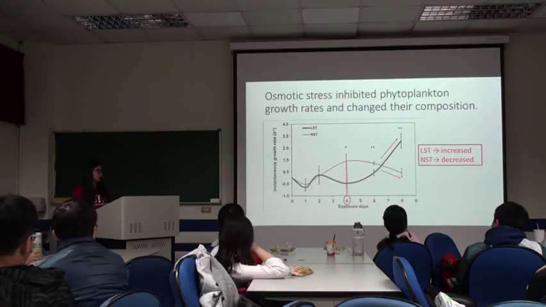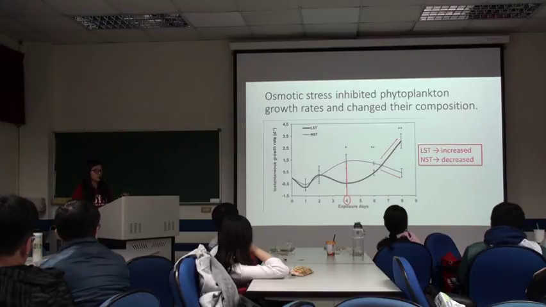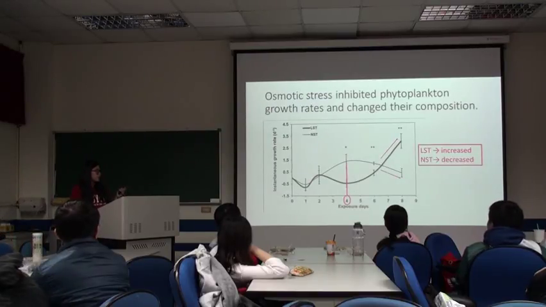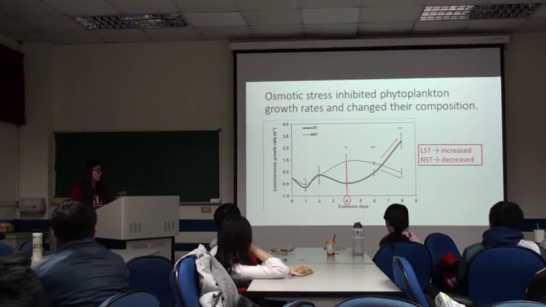And in this picture, the x-axis is exposure days, and the y-axis is growth rate. And we can focus on day 4. After day 4, the growth rate increased in LST but decreased in NST. So that means osmotic stress inhibits phytoplankton growth rate and changes their composition.